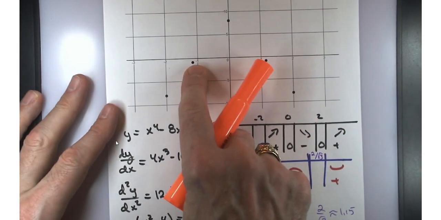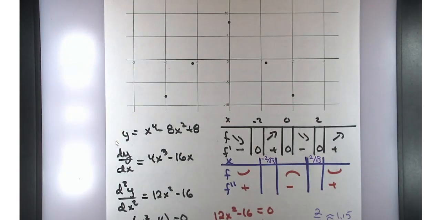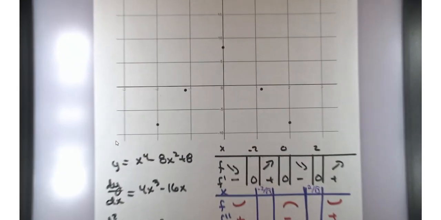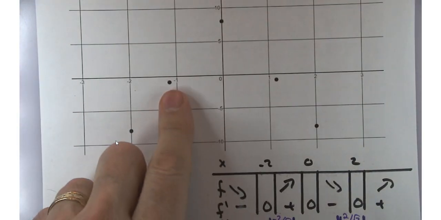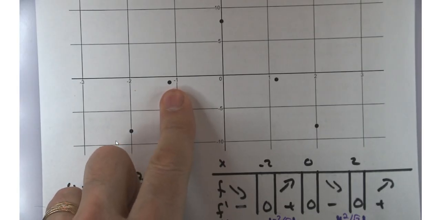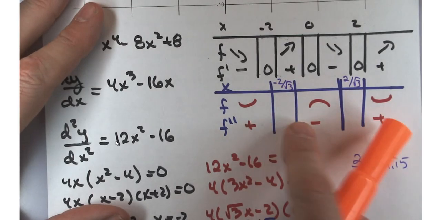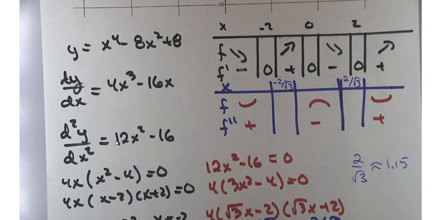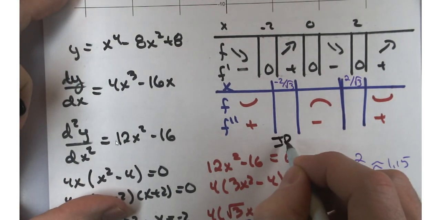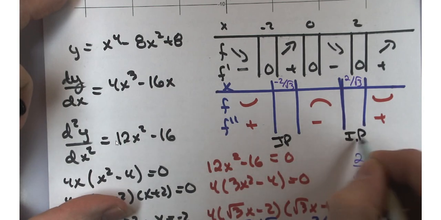What special thing is going to happen? How come I have this point here? Can anyone suggest a reason why I've got this point here on my graph at all? Yeah, it's an inflection point. That's where the concavity changes. So this one's an inflection point. This one's an inflection point.